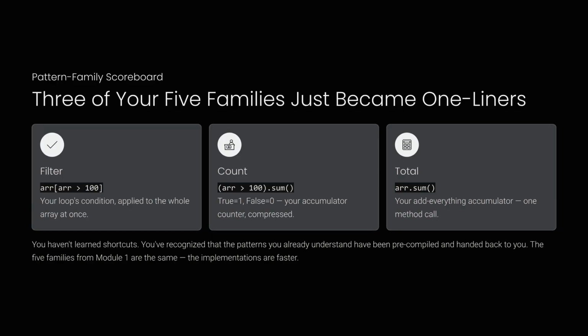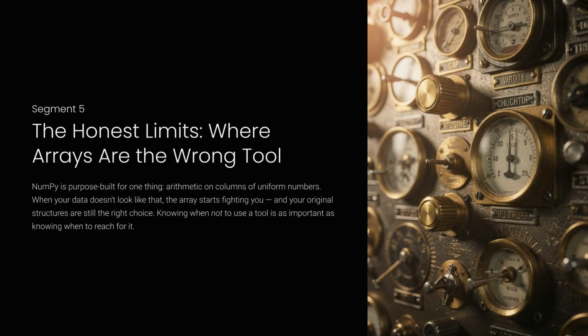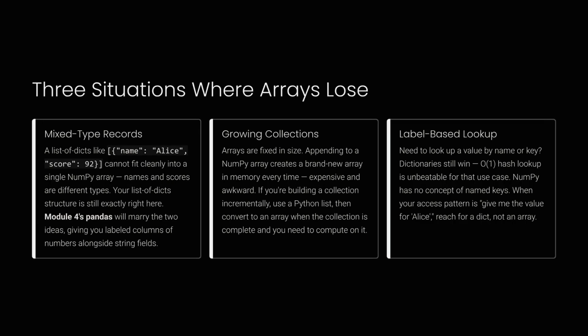This isn't just about writing less code, it's about using more efficient tools. NumPy is built for uniform numerical columns. If your data is mixed type or needs complex structures, it might be the wrong tool. Knowing when to avoid it is crucial. Arrays lose in 3 cases: when you have mixed type records, when you need a growing collection, or when you require fast, label-based dictionary lookups.